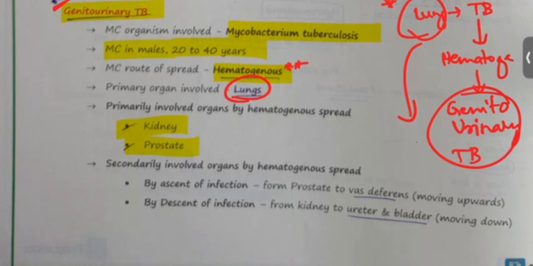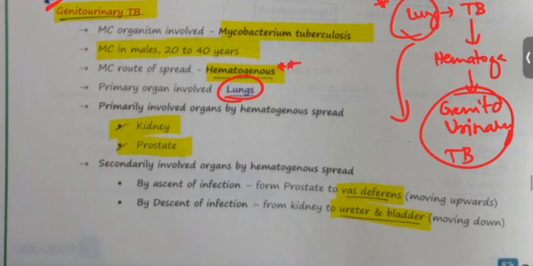Secondarily, by ascent of infection or descent of infection, from the kidney it can descend to the ureter and urinary bladder, or from the prostate it can ascend to the vas deferens. So first the kidney gets infected, then these will be the site or foci for infection, and then this will spread downwards and this will spread upwards, involving the entire genitourinary tract.